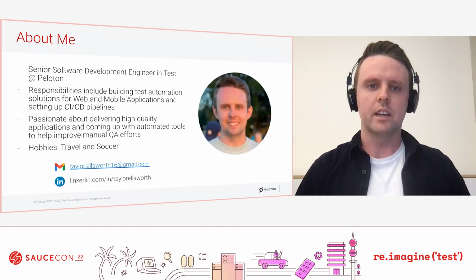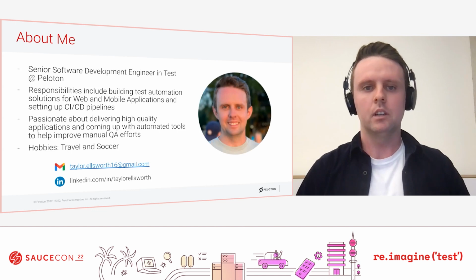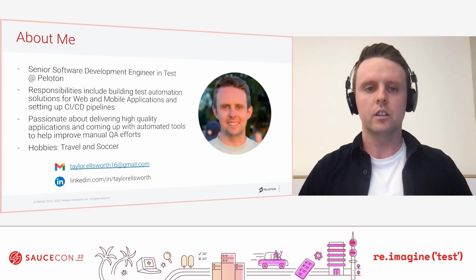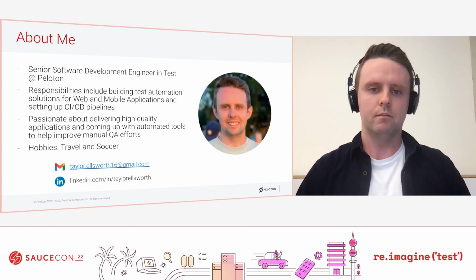Before I dive into the presentation, I'd like to introduce myself. I am a senior software development engineer in test at Peloton. My primary responsibilities include architecting and implementing test automation solutions for both web and mobile applications, as well as setting up CI/CD pipelines. I am passionate about delivering high-quality applications and coming up with automated tools to help improve manual QA efforts. Outside of technology, my hobbies include traveling and finding pickup soccer games in New York City to join. So that's me in a nutshell. Let's begin.